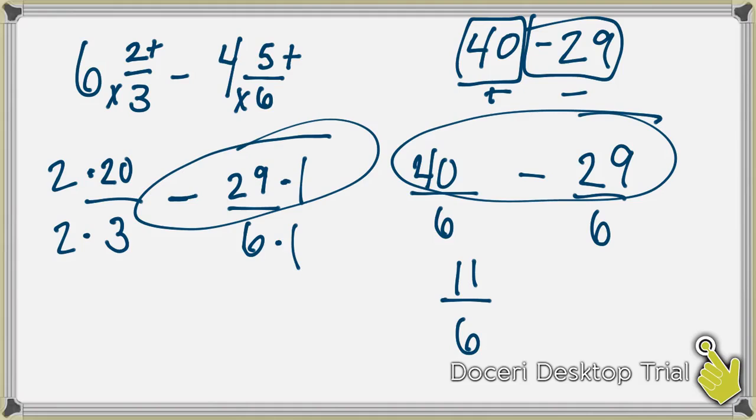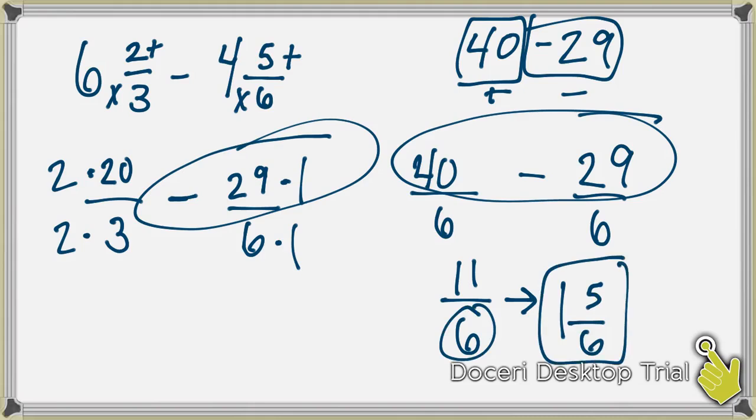So positive 11 over 6, which I now need to turn into a mixed number, because that's not a proper fraction. 6 goes into 11 one whole time, and then there's 5 left over, and then keep the denominator of 6. So your final answer would be 1 and 5/6. All right, I'm going to let you guys try the next one.